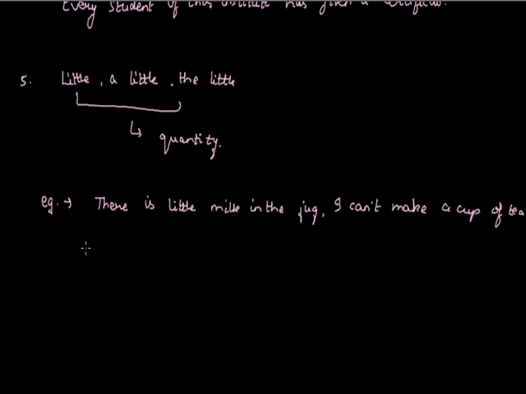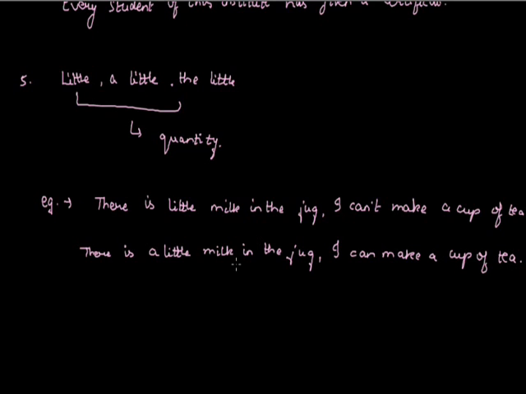Second is a little. A little means a positive sufficient quantity that serves our purpose. For example, there is a little milk in the jug, I can make a cup of tea. So here, the quantity of milk is sufficient to serve our purpose.